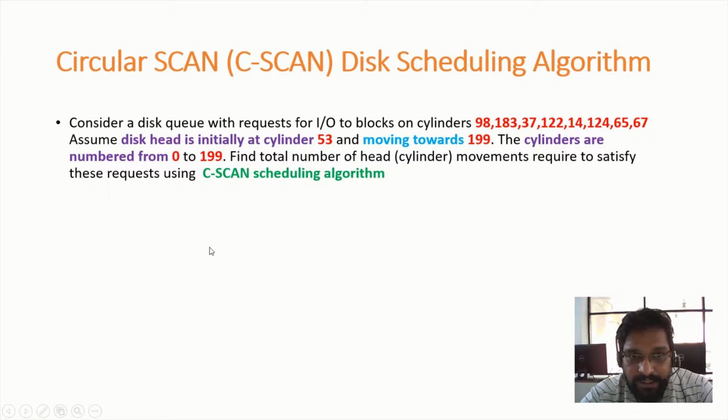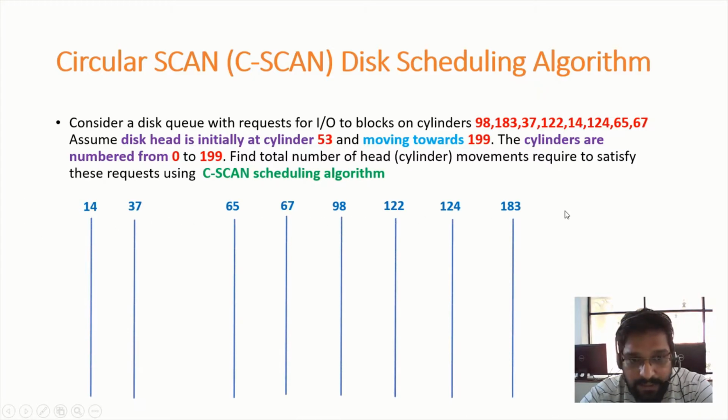In the scan disk scheduling algorithm, here I mentioned moving towards 0. But in C-scan, I have taken moving towards 199, right? That's an important observation we need to make. Now, as we know, in order to solve the problem, first we need to arrange the cylinders in ascending order. So once we arrange the cylinders in ascending order, we'll get the following sequence.